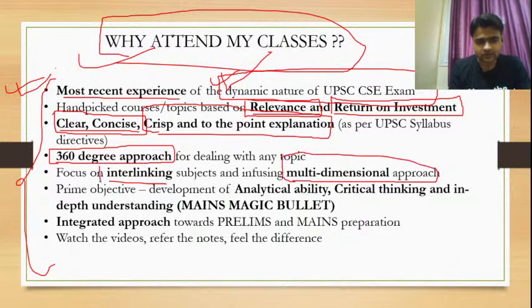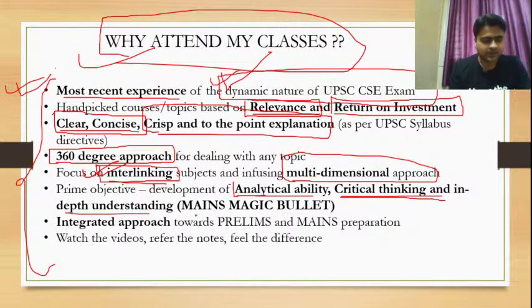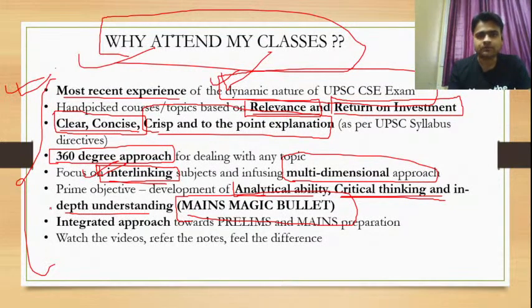And the learners who are associated with me from the first day might well be experiencing these things, and my ultimate target is to develop three qualities in my learners. The first is analytical ability, the second is critical thinking, and the third is an in-depth understanding. These three are what I call the mains magic bullet, because once any candidate develops these three qualities, no one can stop them from clearing the mains exam with very good marks.